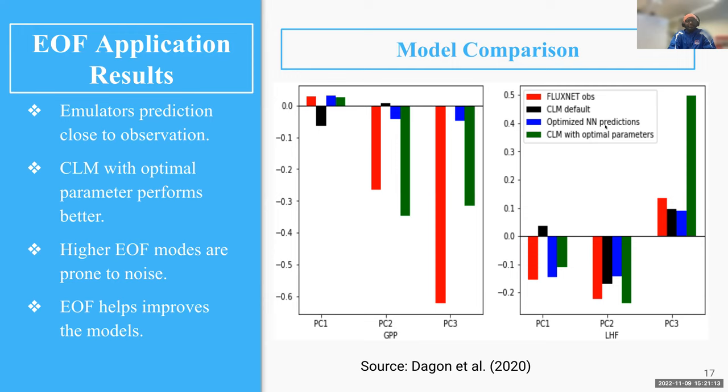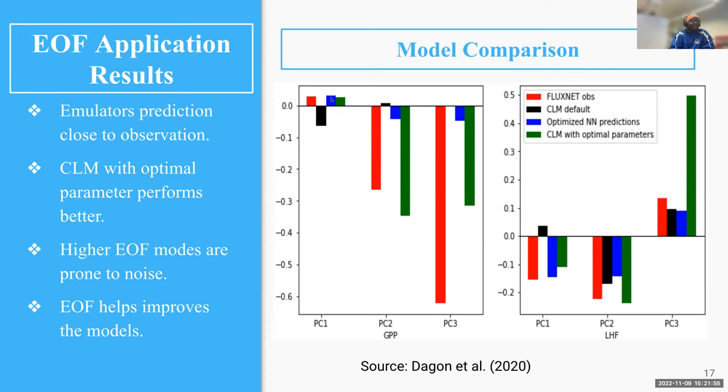Then for the optimized neural network, they used the EOF on the input, then gave it to the neural networks. The green color here is the CLM with optimal parameters, those parameters optimized by the neural networks. Then we can see from here the PCs, the principal components, and how they explain the variability in the data set. You can see that where they didn't apply the EOF, the prediction went out of phase, because this is the observation and this is the CLM with optimized parameters from the neural network.